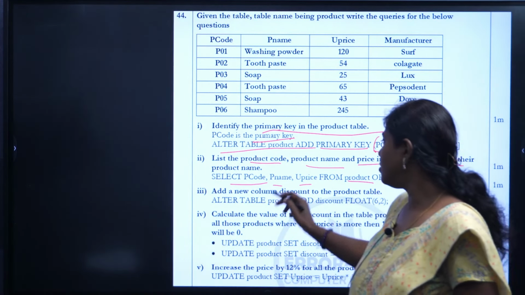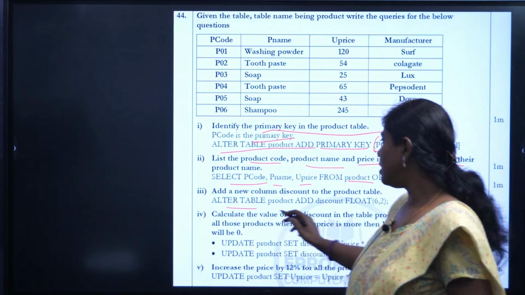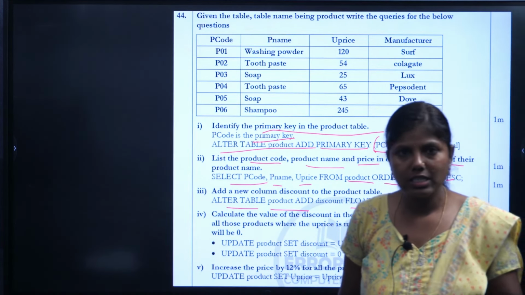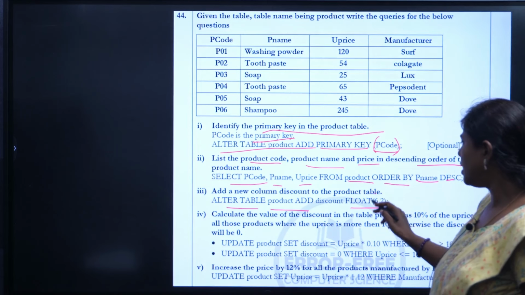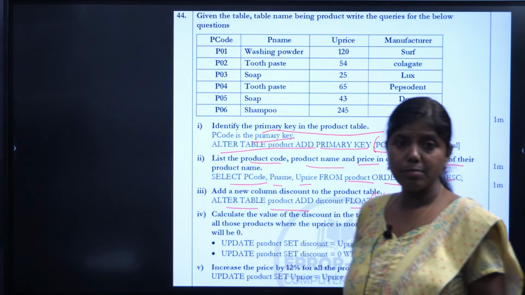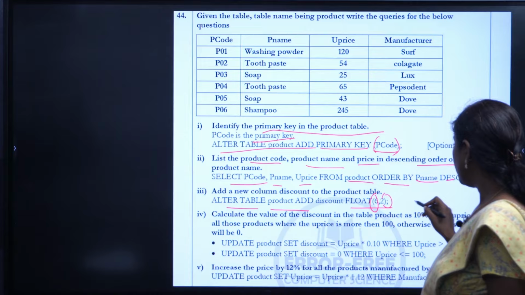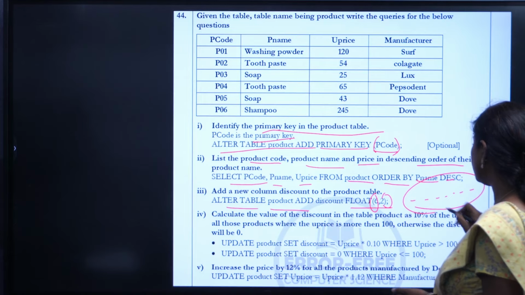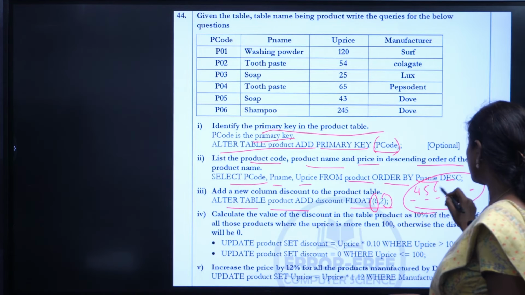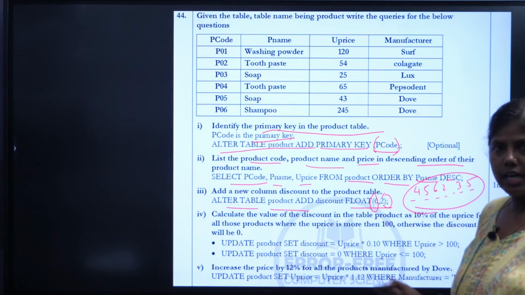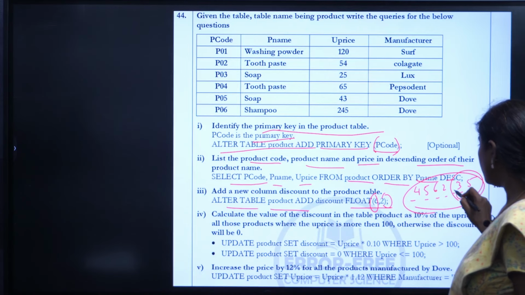Add a new column here called discount. That means alter table name, add discount, float 6,2. Float 6,2: the first is the total number of digits, and the second is the digits after the decimal point. That means it should be 1, 2, 3, 4 point like this. Only this is going to be the total digits. 4, 5, 6, 2. Okay, total number of digits is 6, and 2 digits can be after the decimal point.